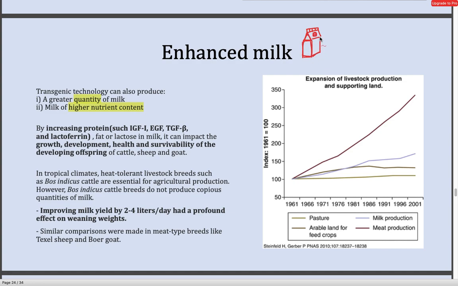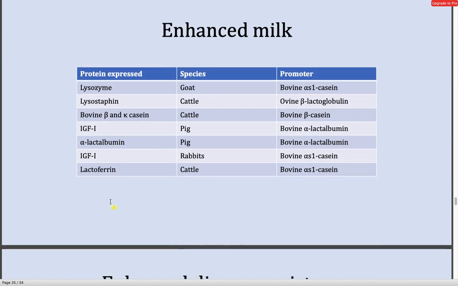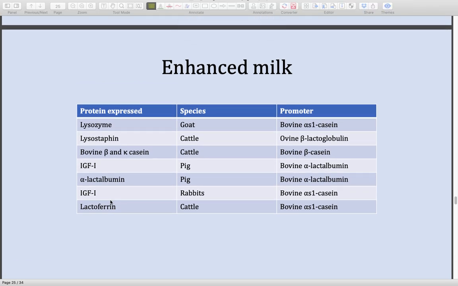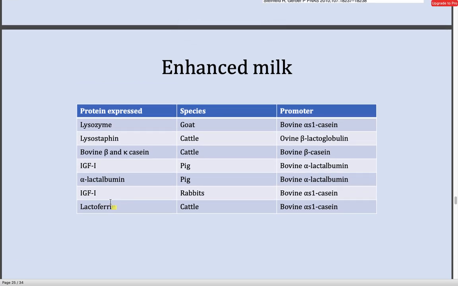So if you look at the image up there, you will see that there's a huge increase in meat production because of the availability of transgenic animals. Even things like improving your milk quality also affects the offspring, which subsequently will lead to better meat and so on. So this is just a very brief summary. If anyone is interested, you can just Google and look up papers on how they did this. But there's tons of transgenic animals that have been done so far.